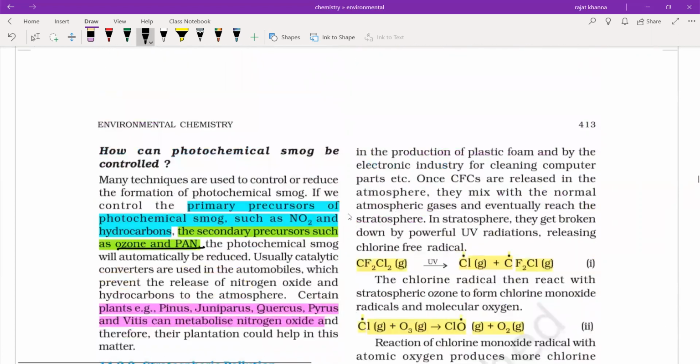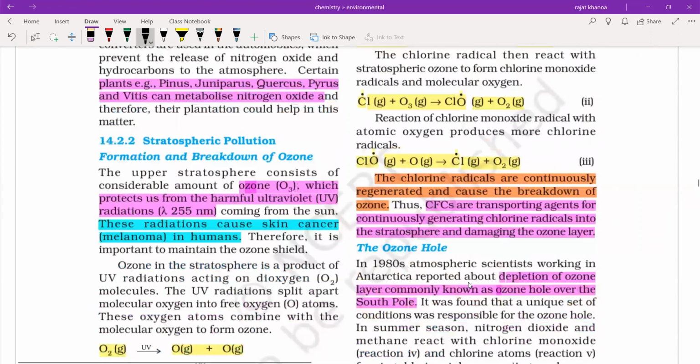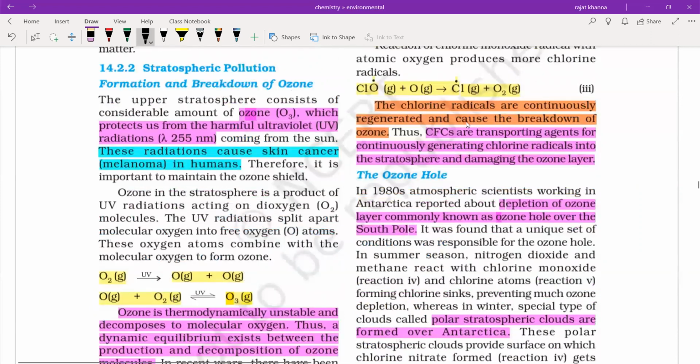So CF2Cl2 forms chlorine radical and CF2Cl radicals. Chlorine radical with ozone will form ClO radical plus oxygen. ClO radical with O forms Cl radical again. Chlorine radicals are continuously regenerated and cause breakdown of ozone. CFCs are the transporting agent for continuously regenerating chlorine radicals into the stratosphere and damaging the ozone layer.